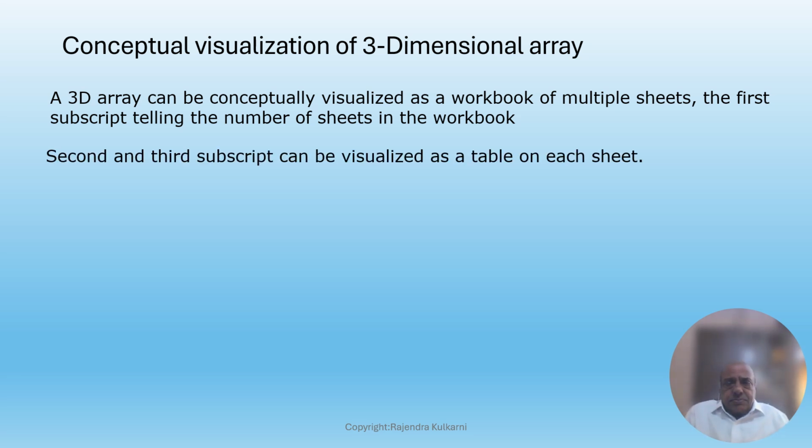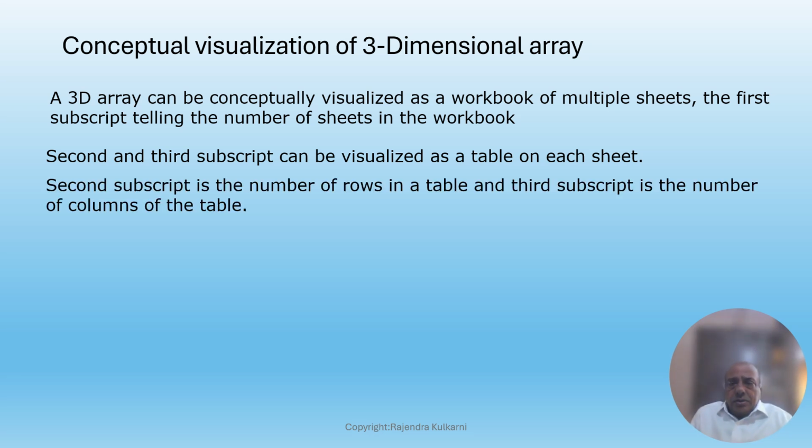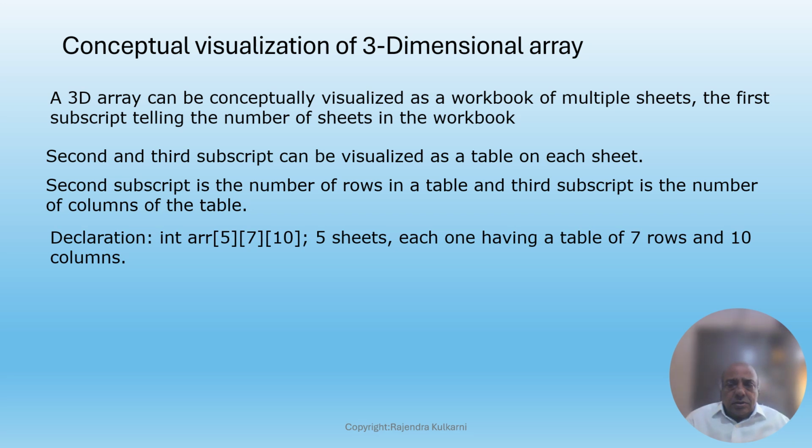The second and third subscripts can be visualized as a table on each sheet. The second subscript is the number of rows in the table and the third subscript is the number of columns of the table. So when we declare an array as int ARR[5][7][10], we can visualize it as 5 sheets, each having a table of 7 rows and 10 columns.